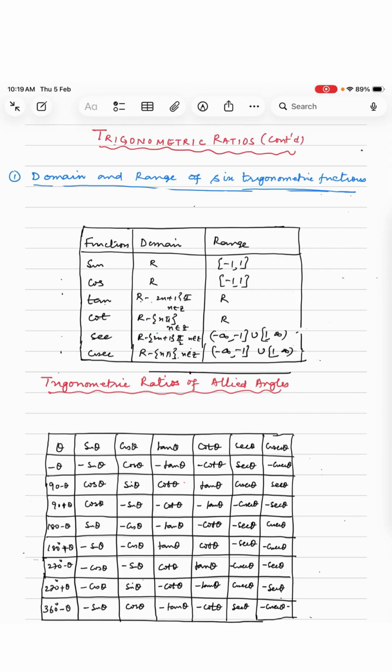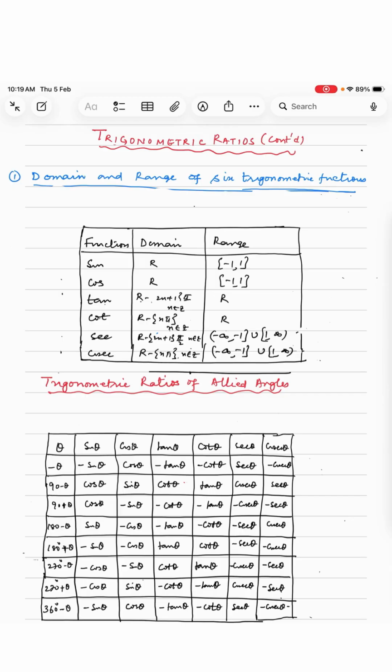Now, in the previous video, we had discussed trigonometric ratios basics. In continuation of that, there are a few more points in basics. We'll discuss those points and then we'll try to discuss some very good questions of this basic chapter of trigonometric ratios. Now, the first point is domain and range of 6 trigonometric functions.